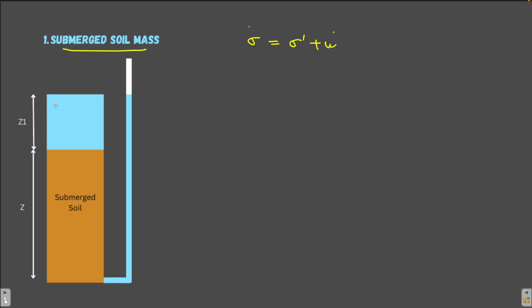You see that there is water in the soil mass up to a height of Z1. So this water column will exert a pressure in this layer. We are calculating the pressure in this layer, AA. At this level, the water is exerting a pressure, and that pressure will be equal to Z1 into gamma W.